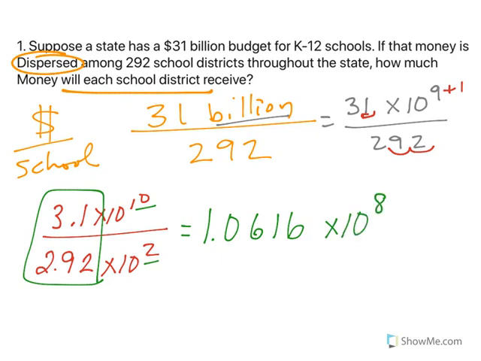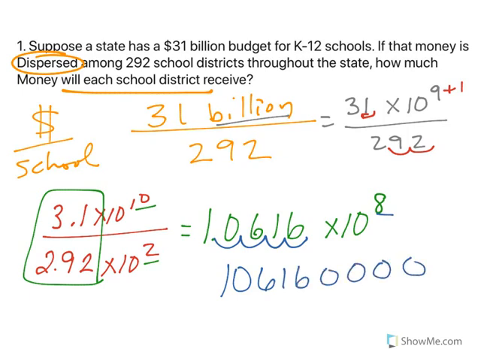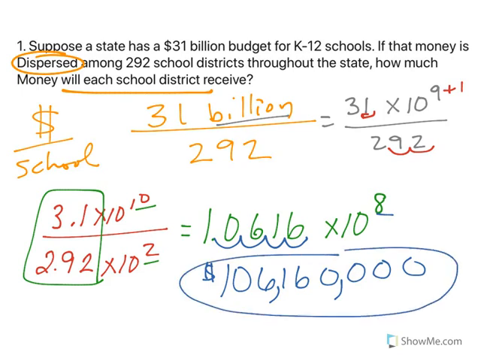And when we're talking about money, you don't talk about, oh, I have 1.0616 times 10 to the 8 dollars. No, we talk standard form. So I'm going to change this back to standard form by moving my decimal 8 places. 1, 2, 3, 4, meaning I'm going to add 4 more places of zeros. And each school district is receiving approximately $106,160,000.